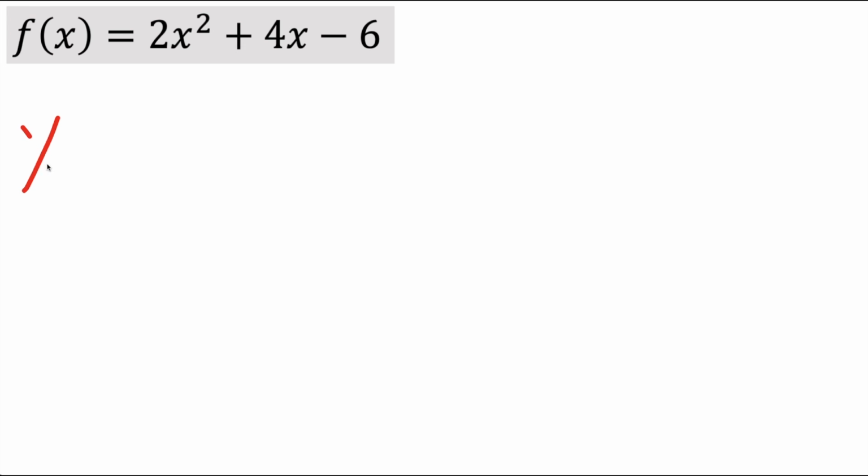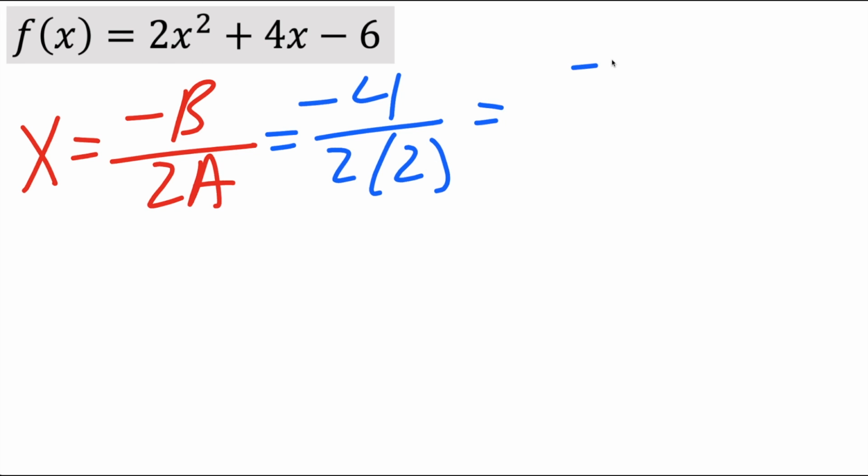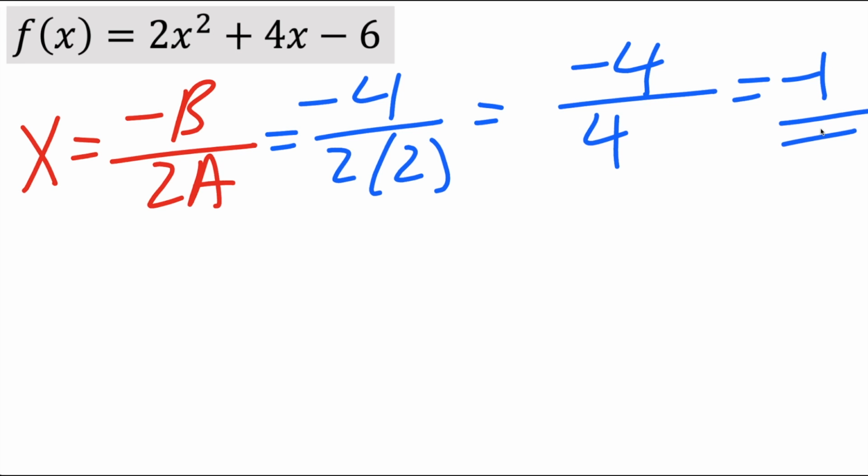So to get x, it's going to be minus b divided by 2a. So this is our b piece, so it's positive 4, so minus b, so minus 4 divided by 2 times a. The a value is in front of the x squared, which is 2. And what we get is negative 4 divided by 2 times 2 is 4. And negative 4 divided by 4 is negative 1. So the x value is negative 1 for our vertex.